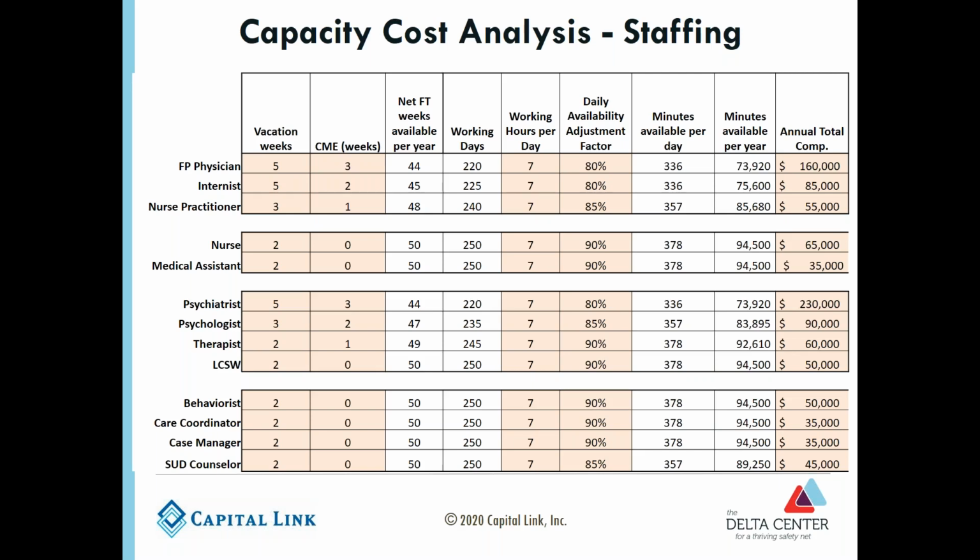And this might be where you start to roll your eyes like, oh my God, minutes, we're down to the minutes level. But this is kind of the key to determining the capacity costs for the various staffing levels that you have. Because you then create the minutes available per year, and then we have a final column for their annual compensation. Again, those are just numbers we added. You'd obviously put in numbers that apply to your health center.